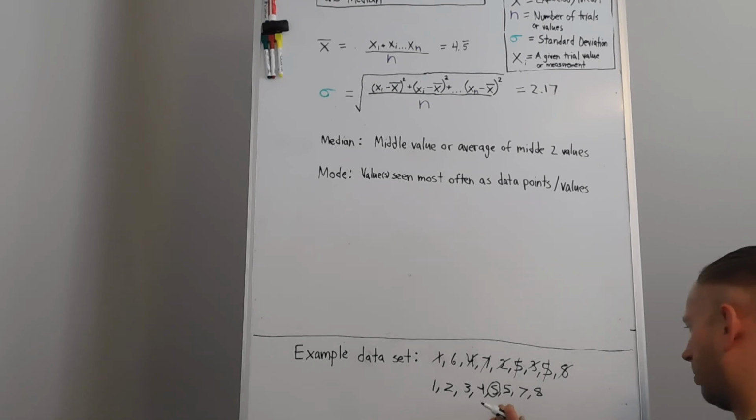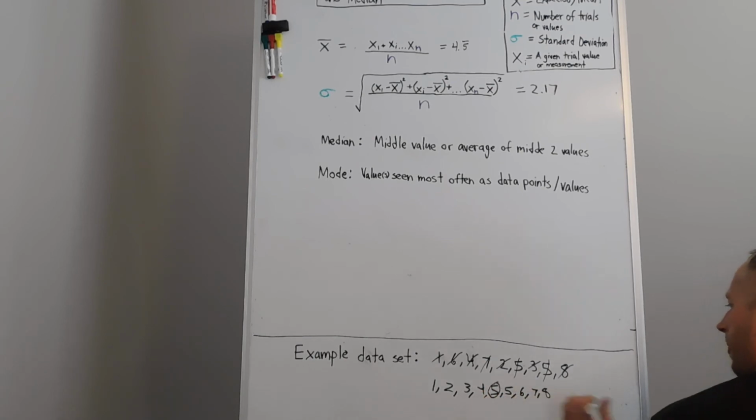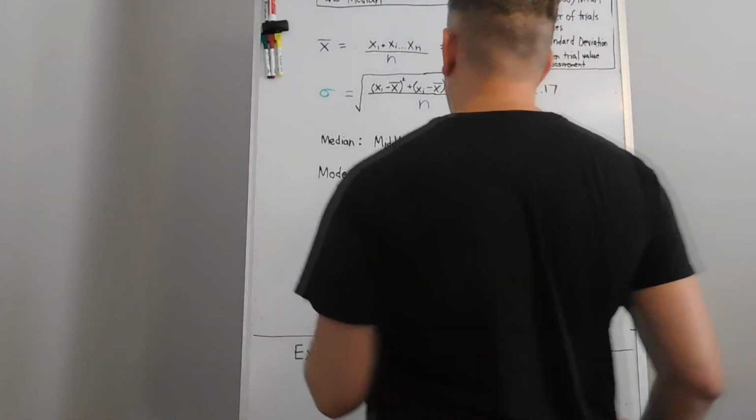Oh, I did that incorrectly. Hold on, I missed a number. Oh, I forgot about the 6. Never mind. But I think it's still going to be a 5. Let's see. 5, 6, 7, 8. So it still ends up being 5 in the middle. That is our median.